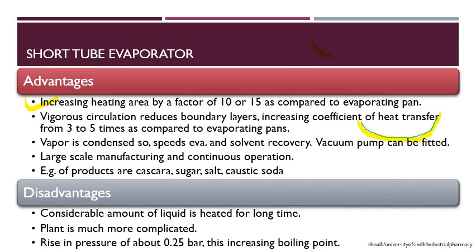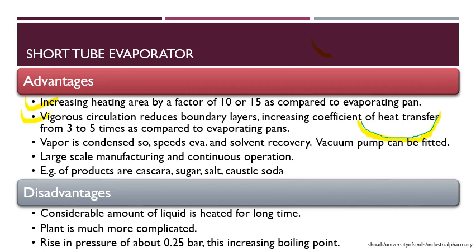Okay, now in the short tube evaporators, there were a number of tubes, and in those tubes there was steam which was used for the heating, and around those tubes there was the substance which was to be dried. So there was more and more contact of the substance to be evaporated with the heating surface. So there will be more effective evaporation.